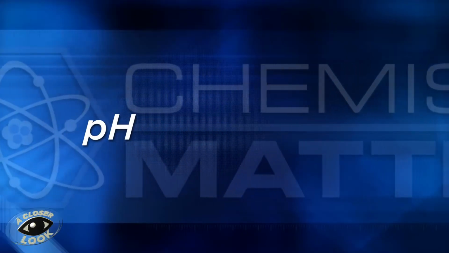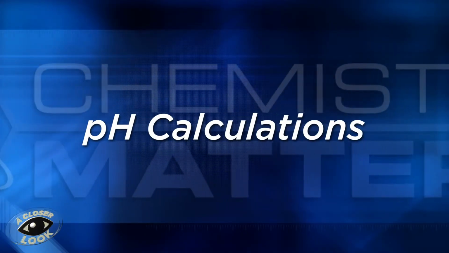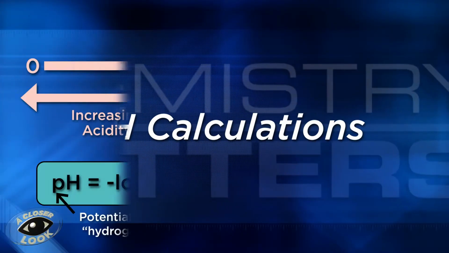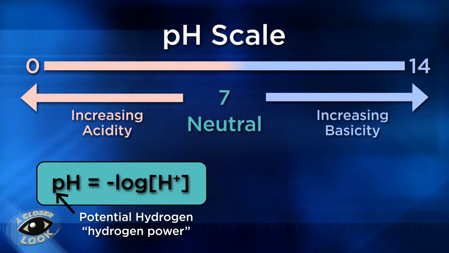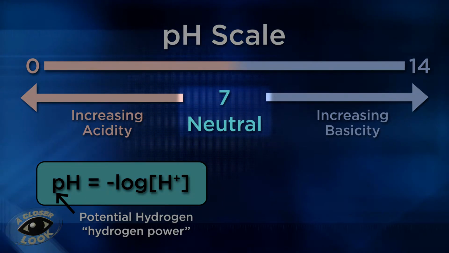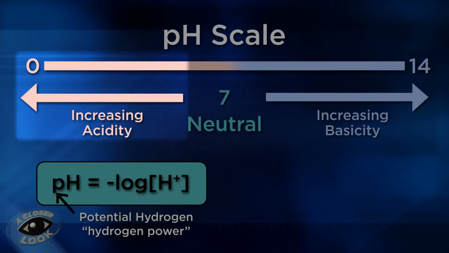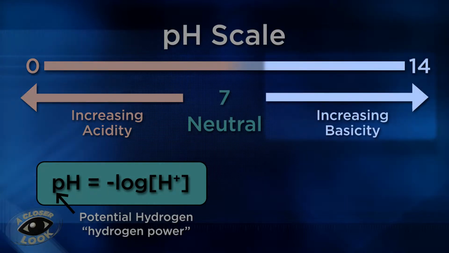In this video, we'll be taking a closer look at pH calculations. The pH scale is a logarithmic scale that indicates how acidic or basic a substance is. If the substance has a pH of 7, it is considered neutral. As the pH value decreases and approaches 0, the substance is considered to be increasingly acidic. As a pH larger than 7 increases toward 14, it is considered more and more basic.